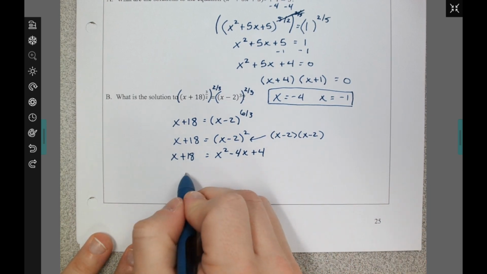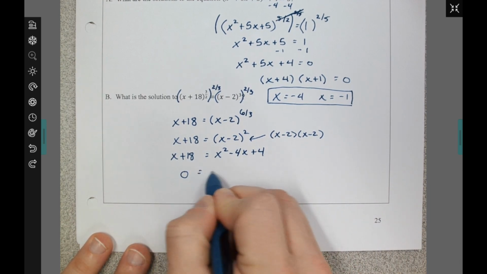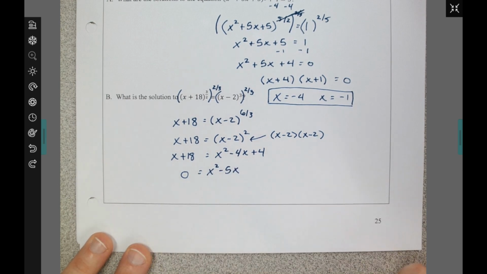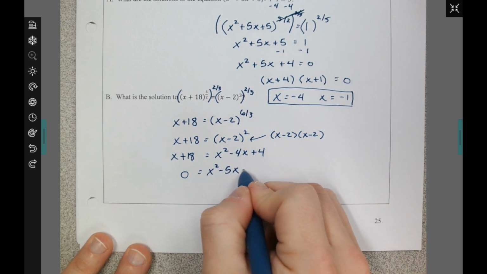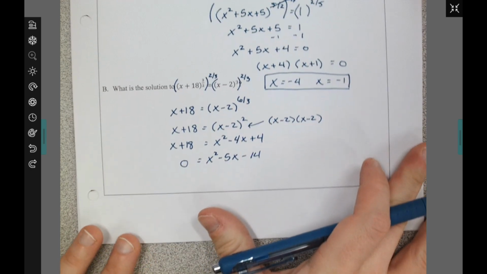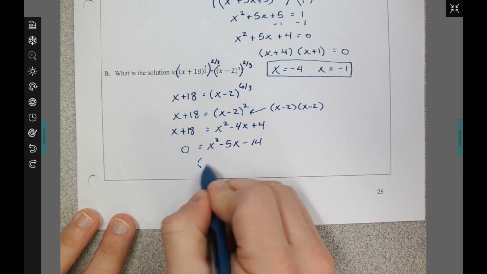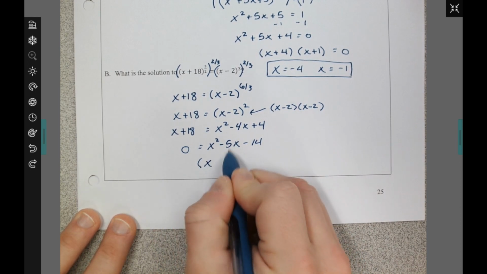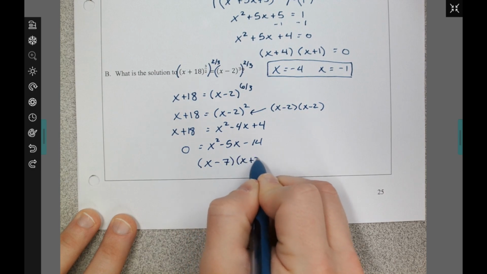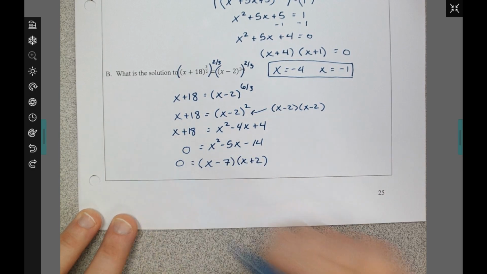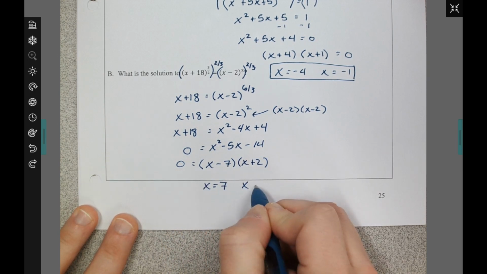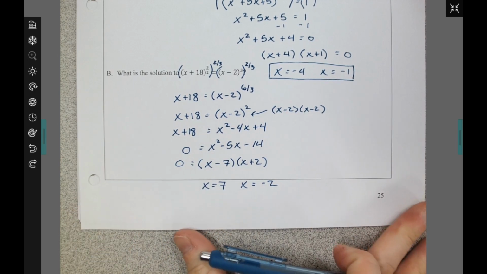Get everything to one side. So you subtract x from each side, which gives me x squared minus 5x. Subtract the 18 from each side, which gives us minus 14. Back to our factoring skills. What multiplies to give me negative 14 and adds to give me negative 5? It's (x minus 7)(x plus 2). When we solve it, we get possible solutions of x equals 7, x equals negative 2.